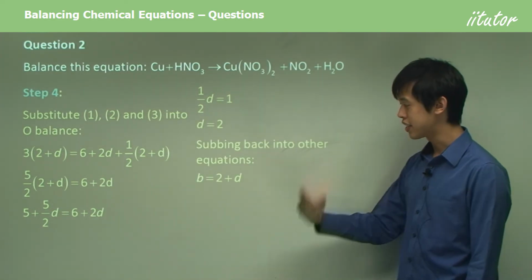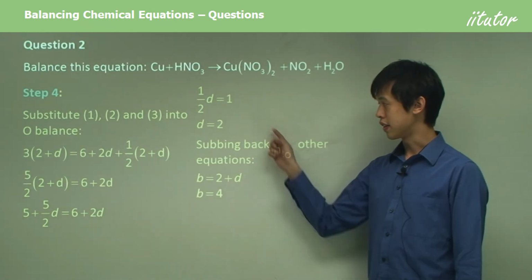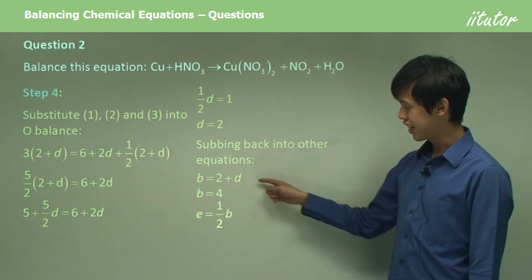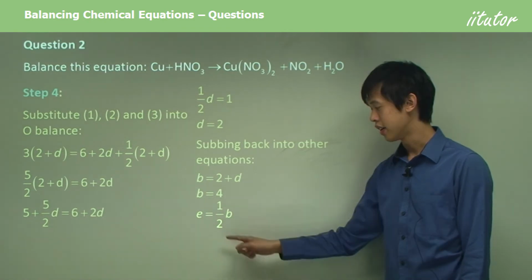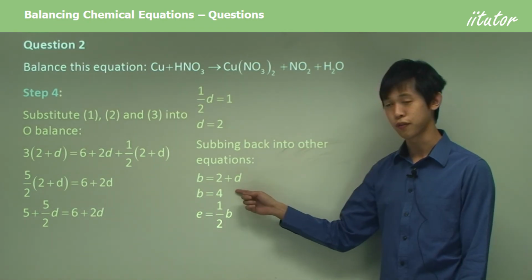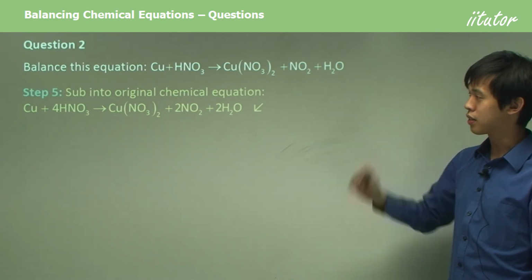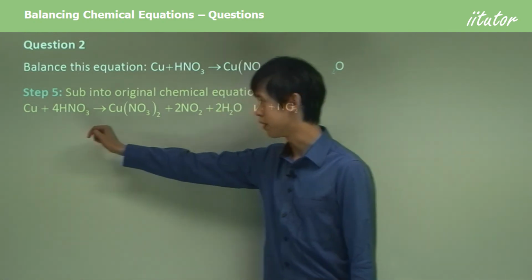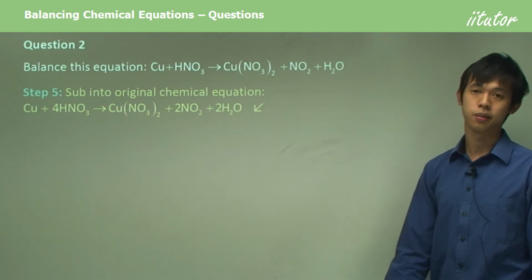Now if I sub back into each of the previous equations, B equals 2 plus D, so if I substitute D, I get 4. 2 plus 2 is 4. Now if I substitute this back in here, E equals a half B, and B is 4, E must be 2. And so I put it all into my final equation, and there it is. A equals 1, B equals 4, C equals 1, D equals 2, and E equals 2.